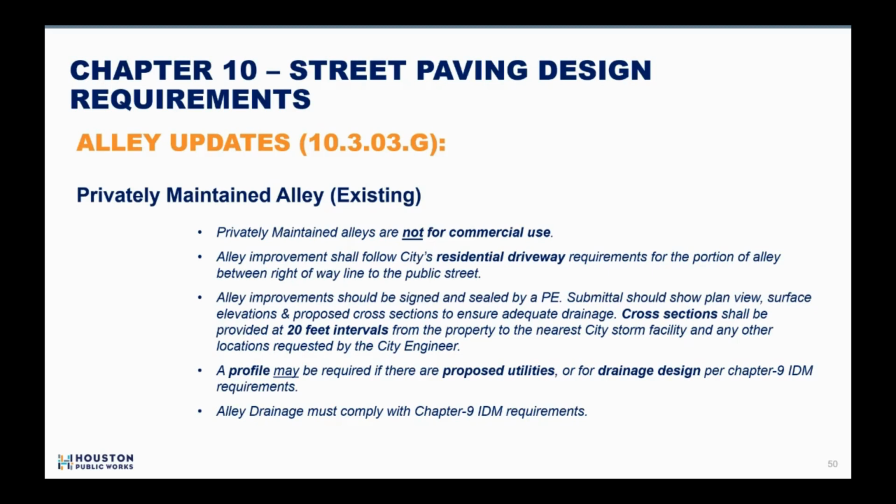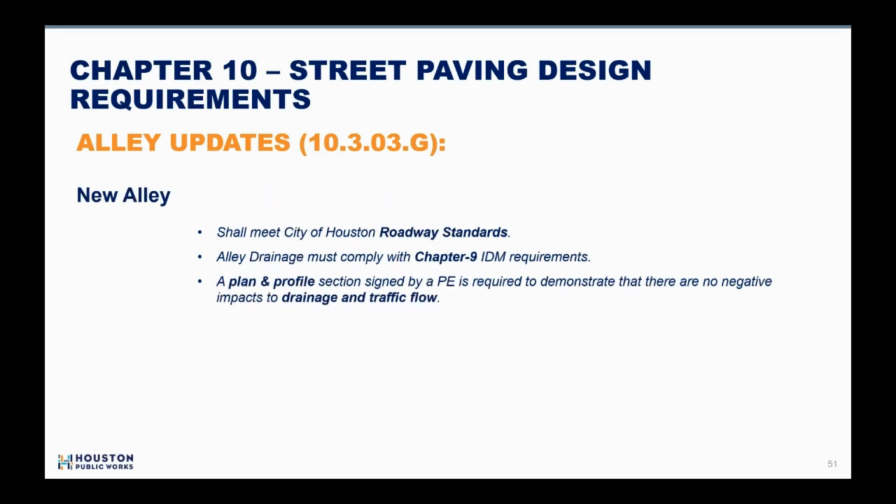If there are any proposed underground utilities, we will ask for plan and profile. In both cases, they must be signed and sealed by a professional engineer registered in the state of Texas. We talked about the existing alleys, either privately maintained or city maintained. For all new alleys, regardless, they must follow the city standards for street design. They must also follow requirements in chapter 10 of the manual regarding stormwater drainage, and must have plan and profile.